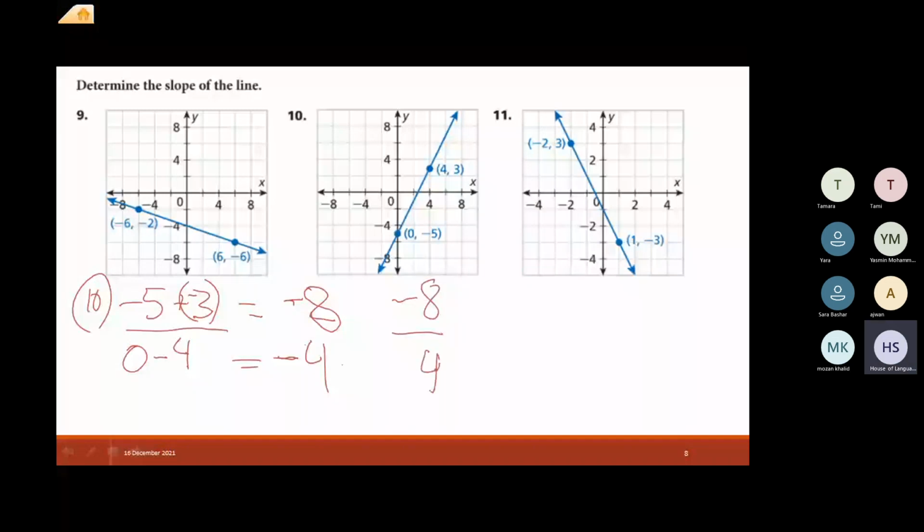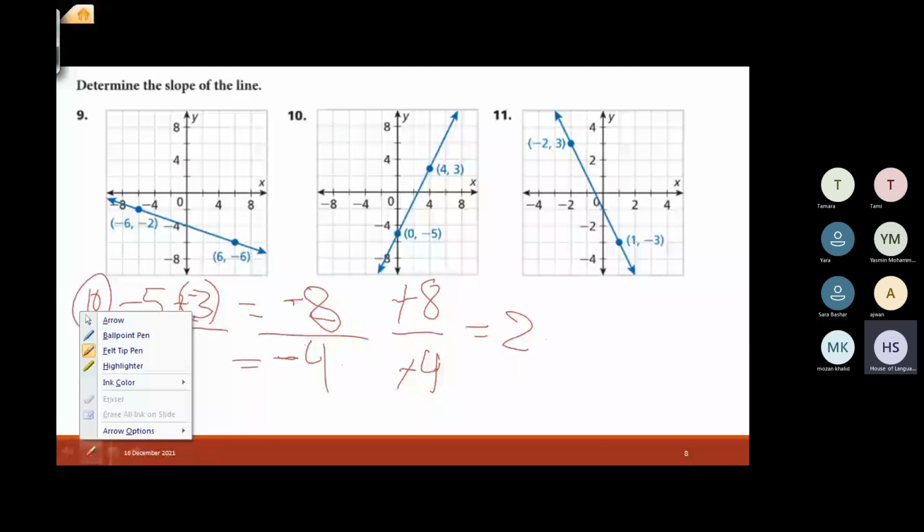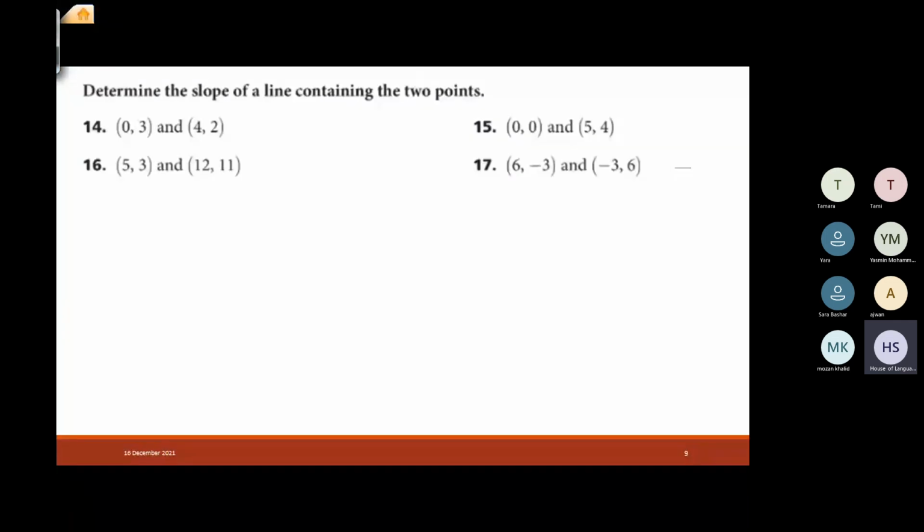How come 0 minus 4? Just a minute. Negative 5 minus negative 3 over 0 minus 4. So how do we know? So slope is 2. Thank you so much. Right. Now.